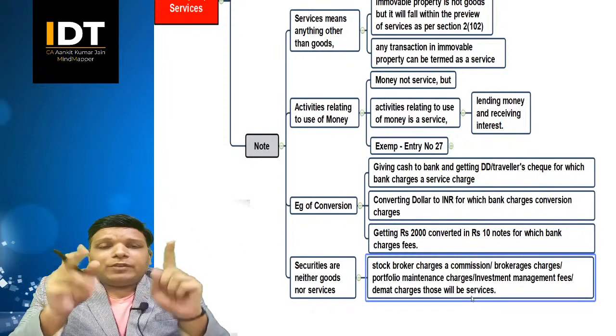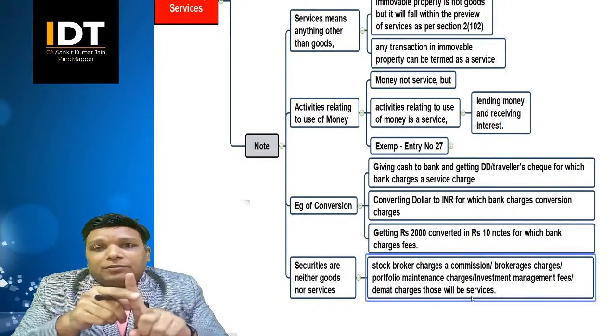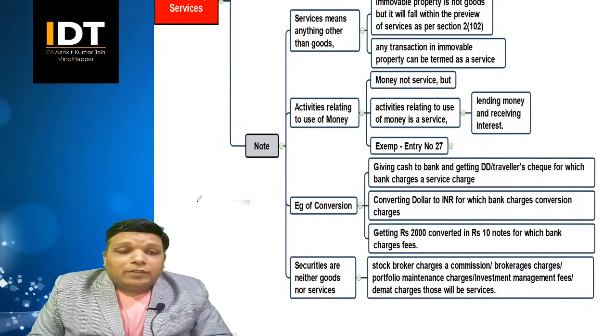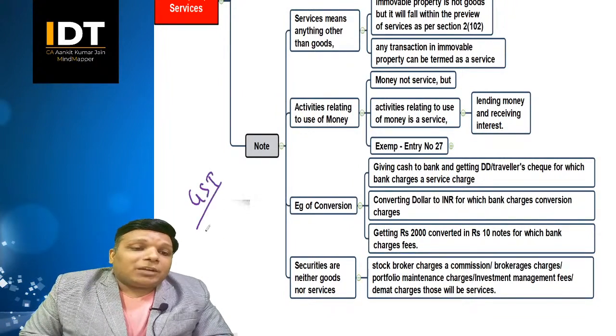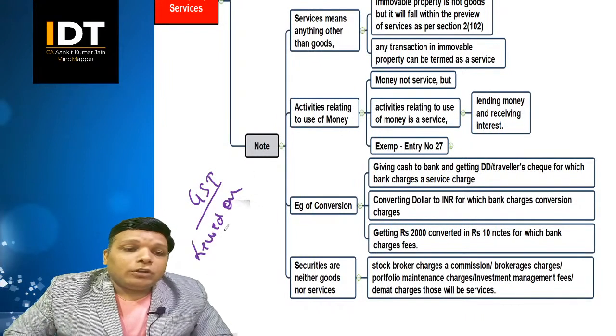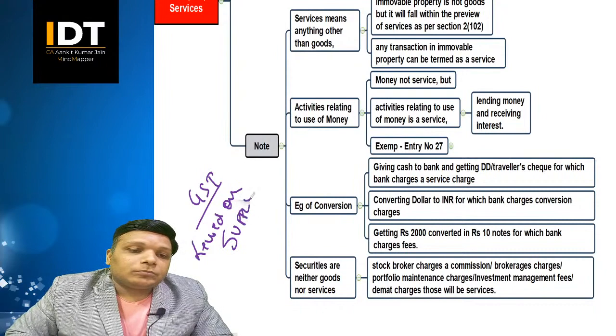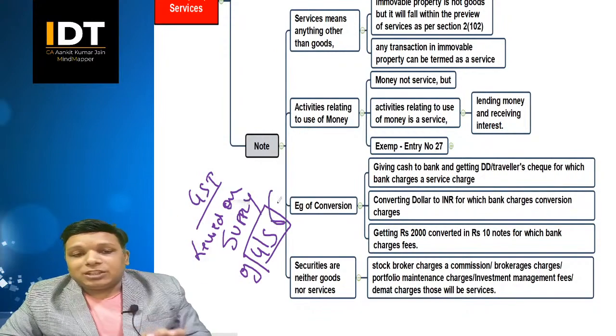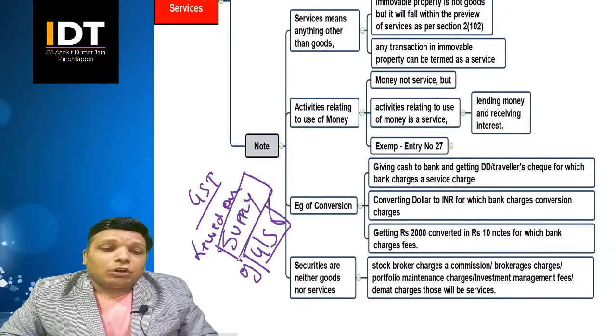So till now what we have covered is the concept of goods and services. Now let us jump into the other part of the definition. Now we have seen GST means what? That means it is levied on supply of goods and services. So we have first finished what is the concept of goods and services. Now we will start with the concept of supply.